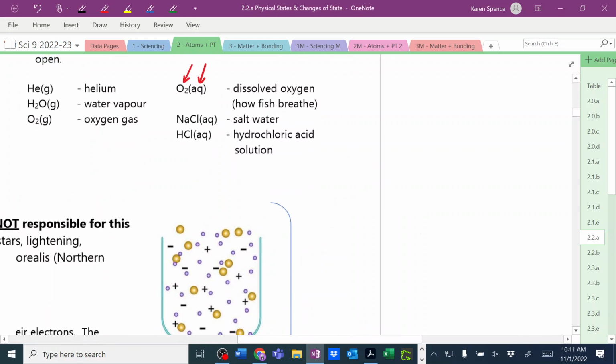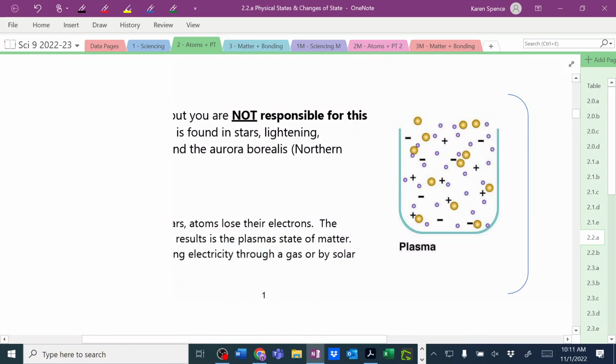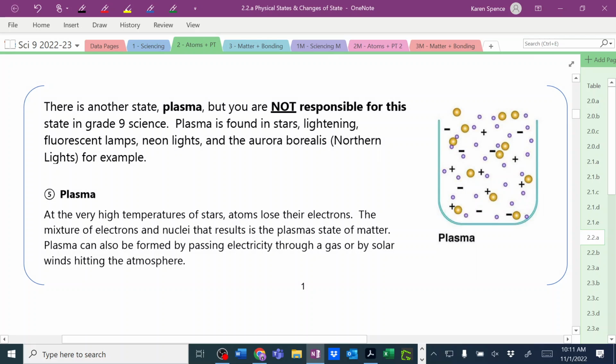Okay. There is one more state that you are not responsible for. It's not even like an enriched thing, but everyone always asks me about plasma. They're like, what about plasma? It's a fantastic thing. It's really interesting. It's found in stars and in lightning, in fluorescent lamps, neon lights, and the aurora borealis, the northern lights. But we don't do a lot with plasmas in Science 9, so we're not going to worry about plasma.